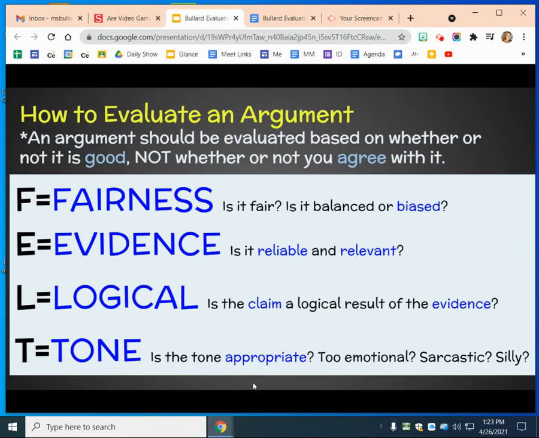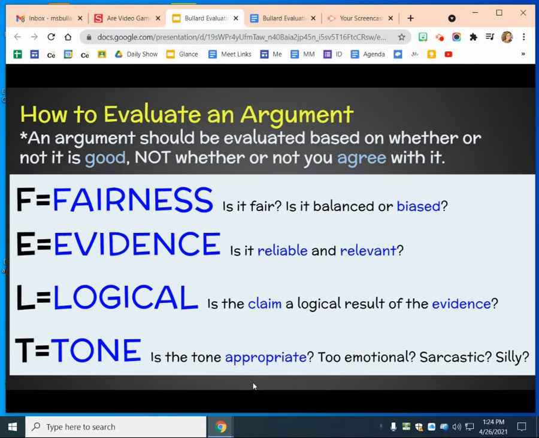And the last thing to think about is tone. It's the author's attitude about the topic. Is it appropriate? And with argument, you want a pretty serious tone. If it's too emotional, if it gets to be sarcastic or silly, that's not an appropriate tone, and it actually makes the argument weaker. Let's pretend there's an attorney in the courtroom speaking to the judge and the jury, and he gets all silly, or he gets real sarcastic with the jury. Do you think that's going to make his argument stronger? No, absolutely not. People don't appreciate sarcasm and silliness when they're talking about something serious. So the tone has to be appropriate to make the argument strong.